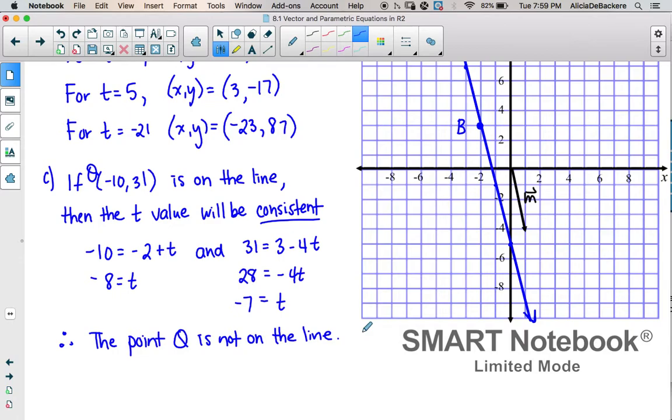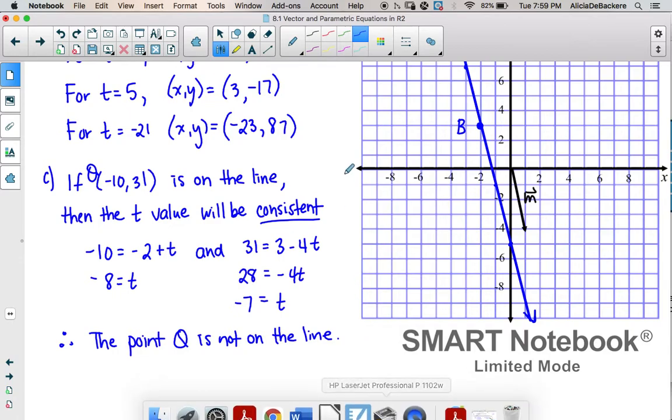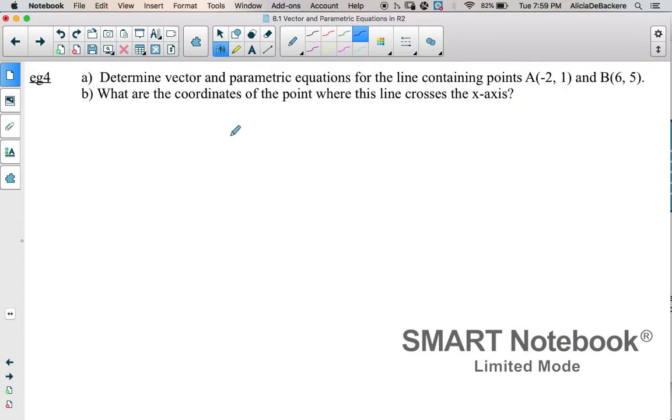All right, next example we're going to take a look at. Determine the vector and parametric equations for the line containing the points A and B. So for this one here, I don't have a direction vector. I have two different R naughts. So some people are going to use R naught is equal to negative 2, 1, that point there, or some other people are going to use R naught is equal to 6, 5. It does not matter which one you choose. So you get to pick.